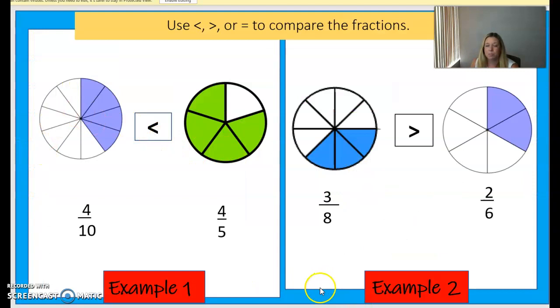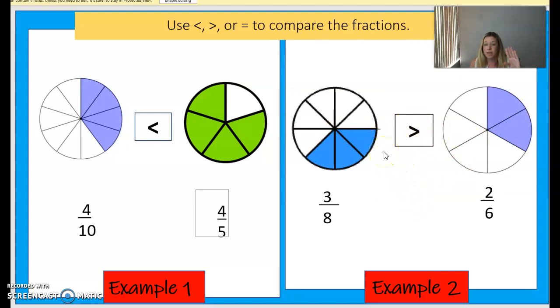And here's an example of how we can use the symbols to compare. When we look at 4/10 and 4/5, we can tell that 4/5 is greater than 4/10. If we look at 3/8 and 2/6, we can tell that 3/8 is greater than 2/6. So just make sure that you pay attention to which way it's going.